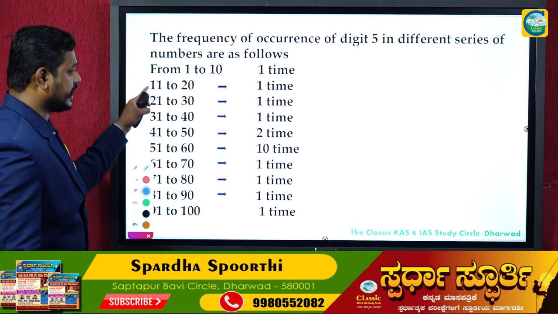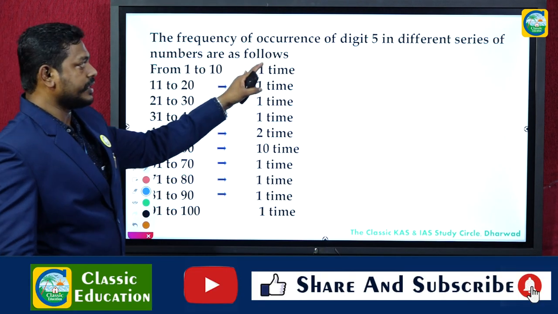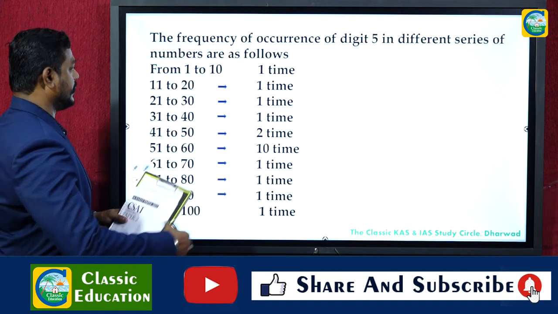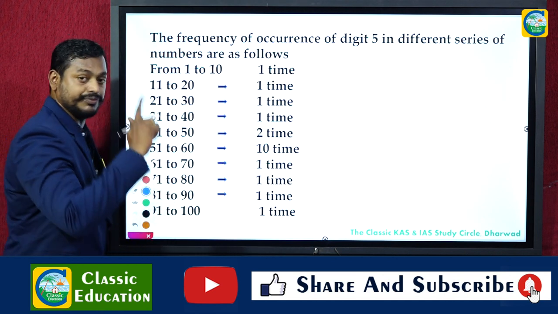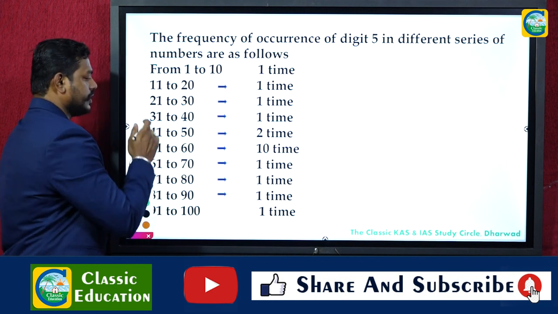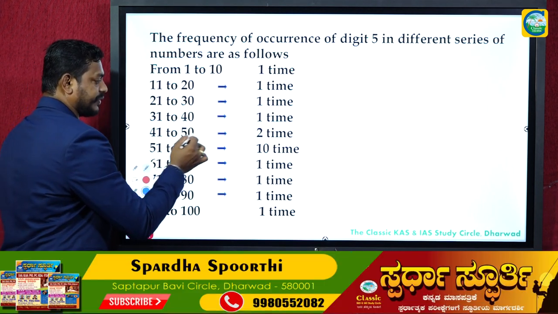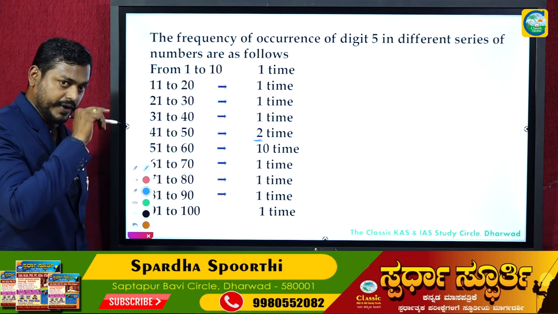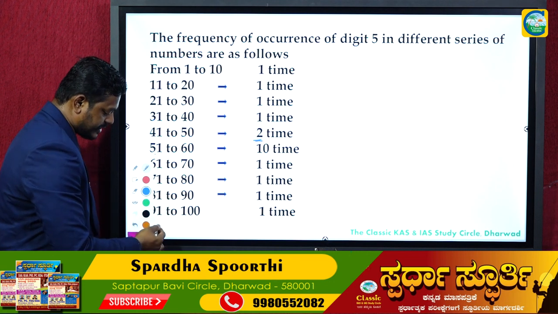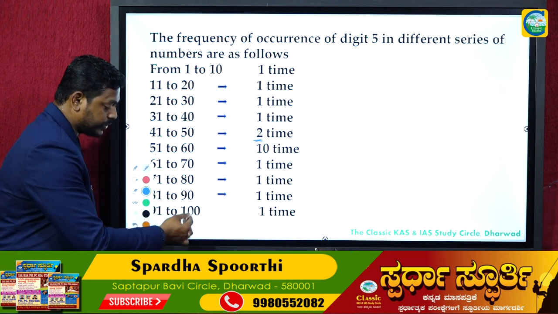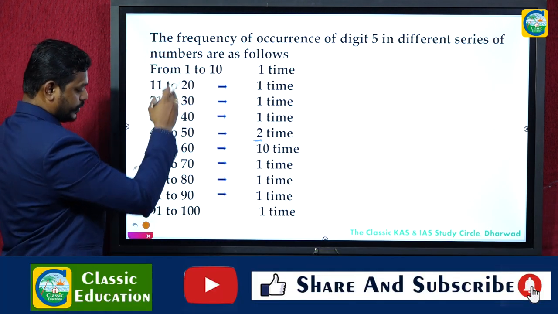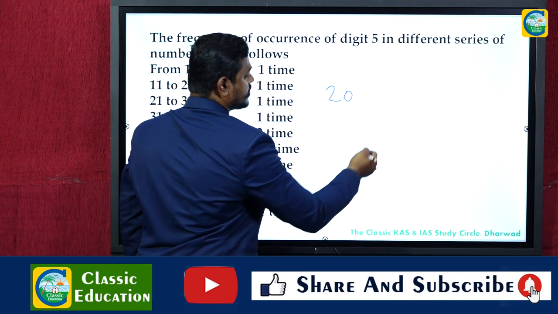The frequency of occurrence of the digit 5 in the different series of numbers is as follows. For example, from 1 to 10, this is one time, 5 is there. From 11 to 20, again one time, 21 to 30, same one time, 31 to 40 the same, then 41 to 50, it will come two times, that is 45 and then the last one, 50. Then 51 to 60, that is 10 times, and it goes on like this up to 91 to 100. So the total times 5 is repeated from 1 to 100 is 20.